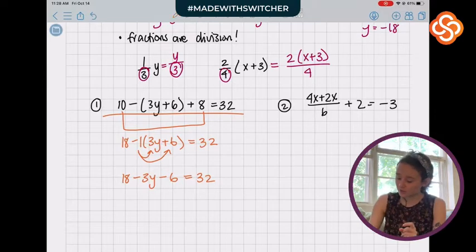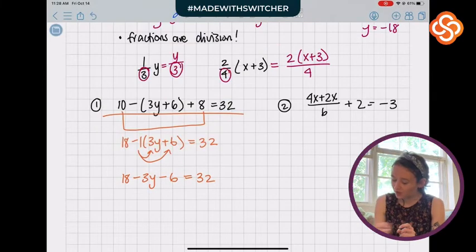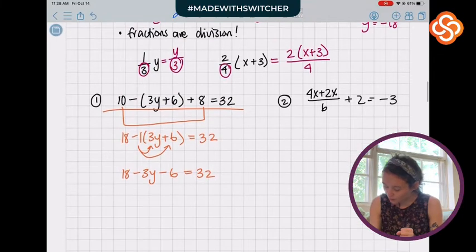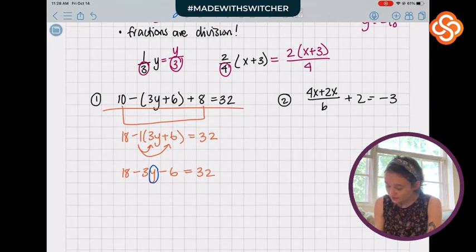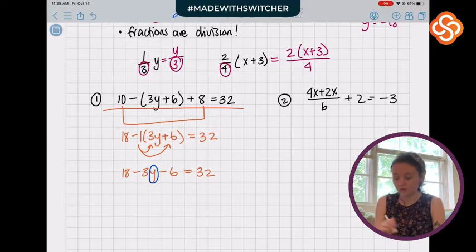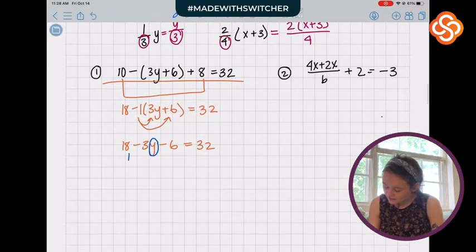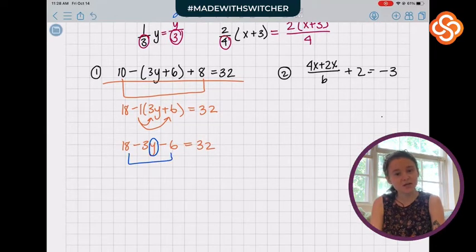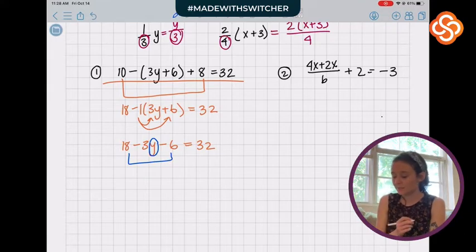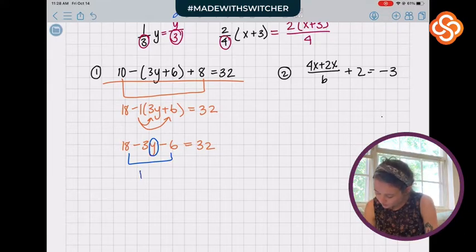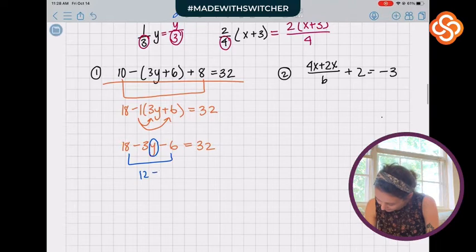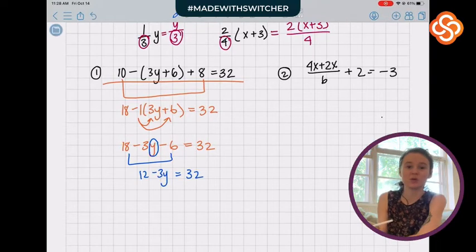What am I trying to get by itself? I'm trying to get the variable by itself, which is the y, meaning that I will delete the 18, the 6, and the 3. Now, 18 and 6, those are like terms again. So I'm going to combine them. 18 minus 6 should get me 12. Minus 3y is equal to 32. Now I have one of those equations from the beginning.